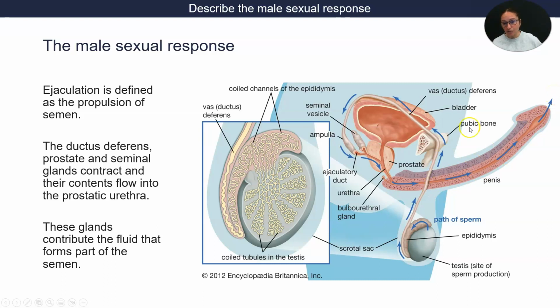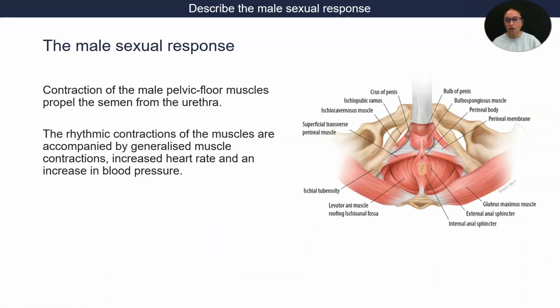So with the male, you have the bladder here, and then you have the reproductive organs. So you can see that the urethra is actually used by two systems, the renal system and the reproductive system. Okay, so the male, like females, also has a pelvic floor. These pelvic floor muscles contract, and that is what creates the pressure to propel the semen out from the urethra, okay? So they are also important in that role.